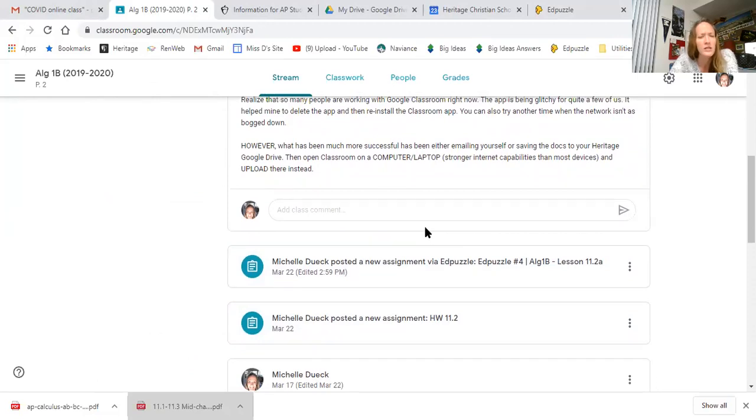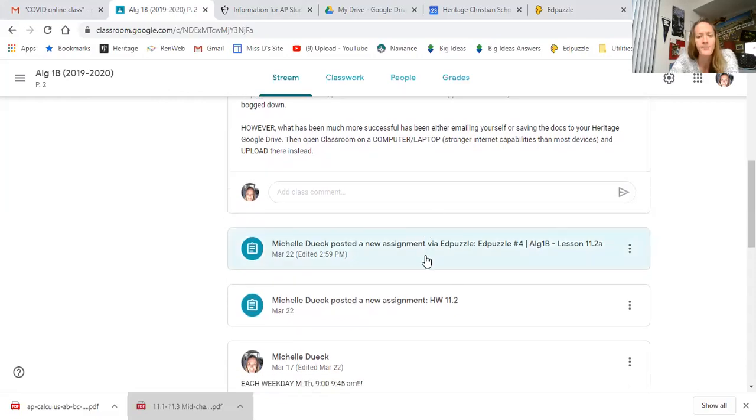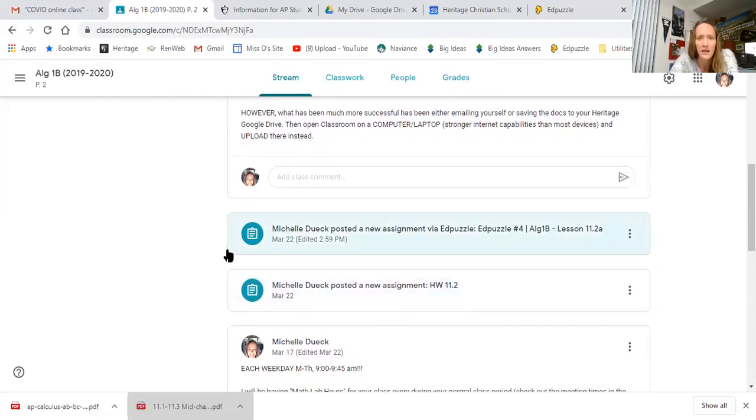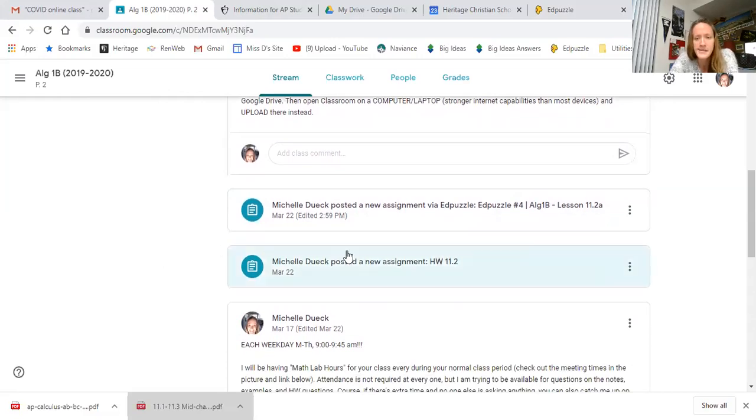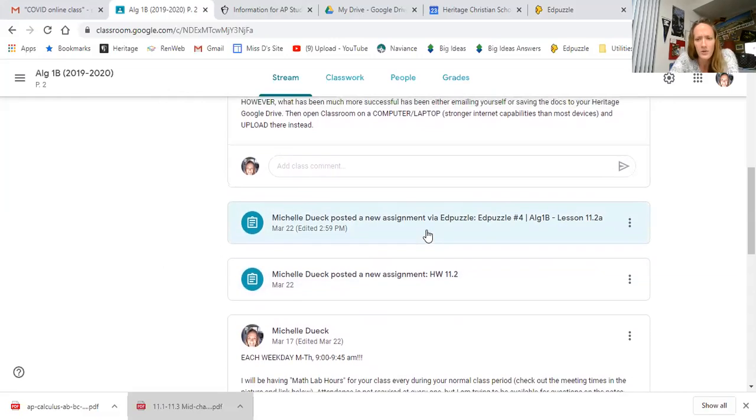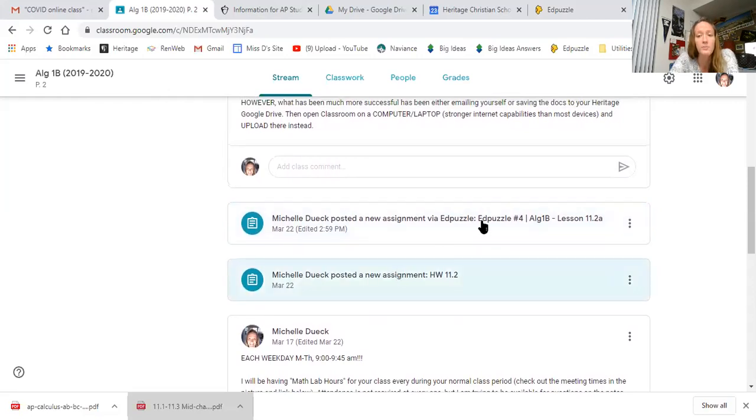For test corrections, make sure you're taking pictures of not only the corrections, but also the test too. But you might need to send it over to a computer or a laptop to upload because your phone's just not going fast enough. Sometimes it is the network and just too many people around our nation and our world using Google Classroom. But otherwise, we're just going to jump into section 11.2b.